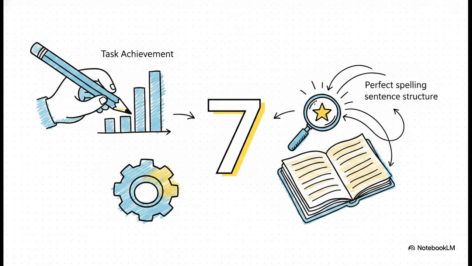Now, what's really interesting here is that magic number 7. Hitting a band 7 in task achievement is, well, it's completely impossible without one very specific, non-negotiable element in your report. You could have absolutely perfect spelling, incredible sentence structure, the whole shebang, but without this one element, the examiner literally cannot give you that 7.